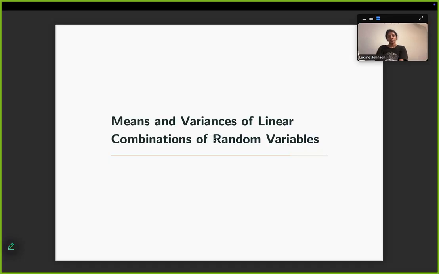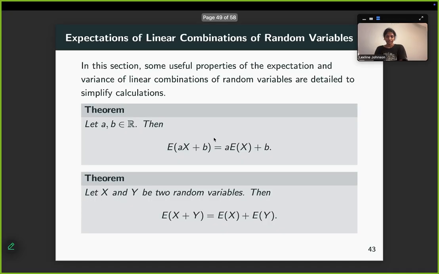Okay, so now we can move on to means and variances of linear combinations of random variables. So we can go over some useful properties of the expected value and variance of linear combinations of random variables, and that can just help make our calculations a lot easier.